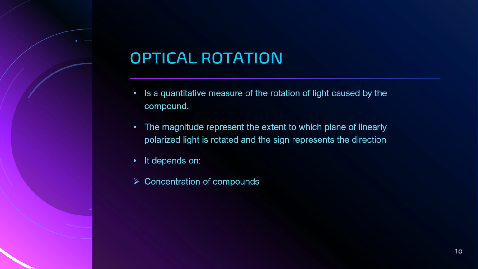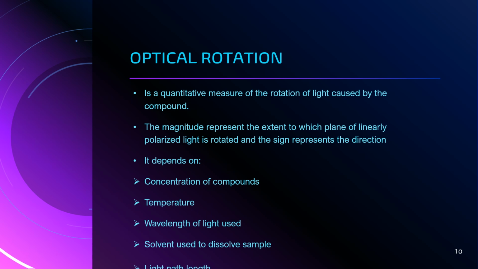The optical rotation depends on many factors. The first one is the concentration of the compound, meaning the concentration of amino acid that we have taken, the temperature at which it is happening, the wavelength of the plane polarized light which has been rotated, the solvent we used to dissolve the sample of amino acids, and finally the light path length.